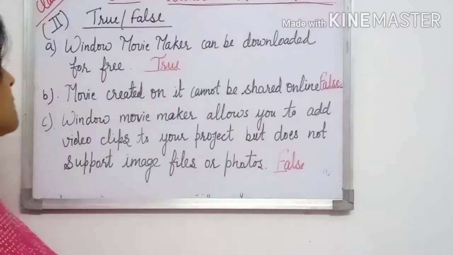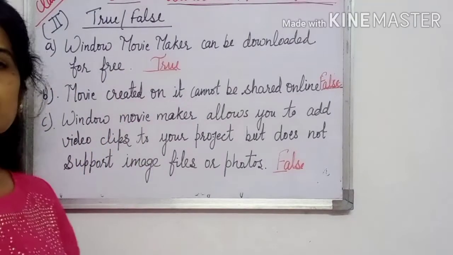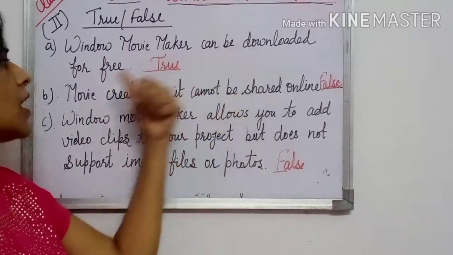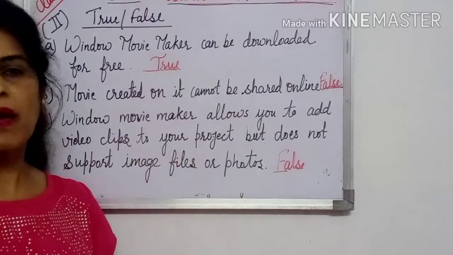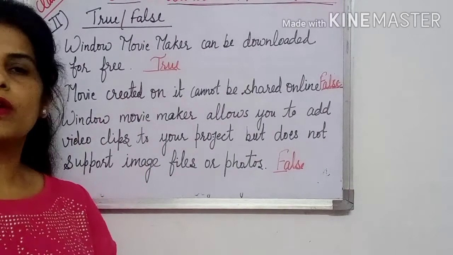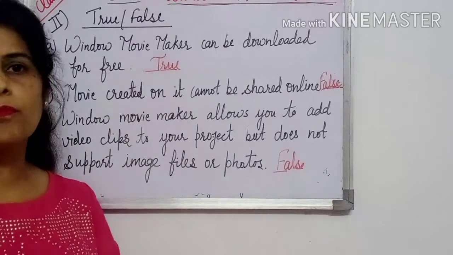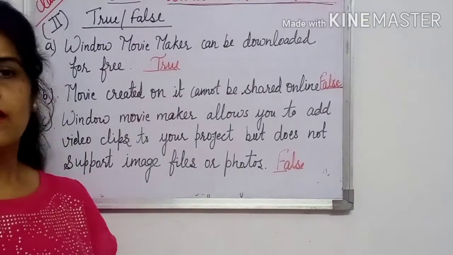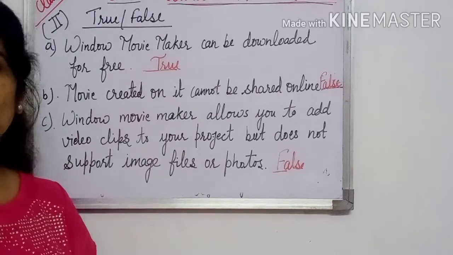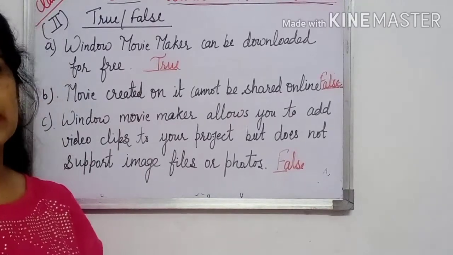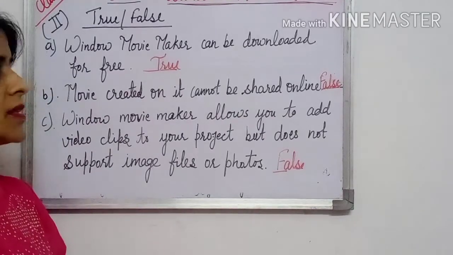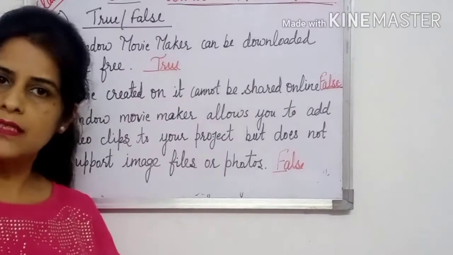First true and false: Window Movie Maker can be downloaded for free. Yes, many times I told you it's free software, so it is known as freeware. You can freely download it. You need not pay for downloading this software. You can search on Google Chrome and then download it. You can download Window Movie Maker 7, and Window Movie Maker 10 is there with more advanced features also. Simply you can download Window Movie Maker 7.